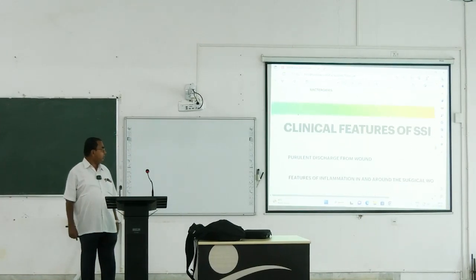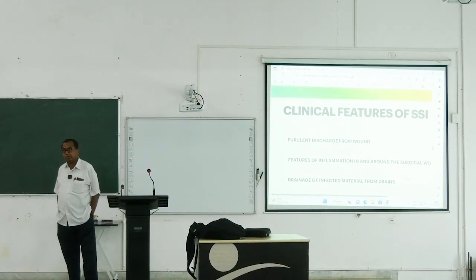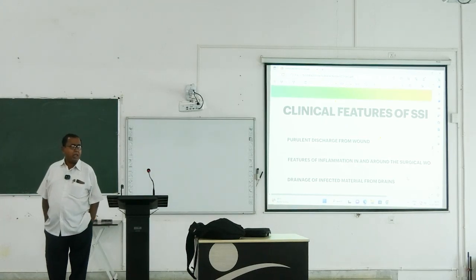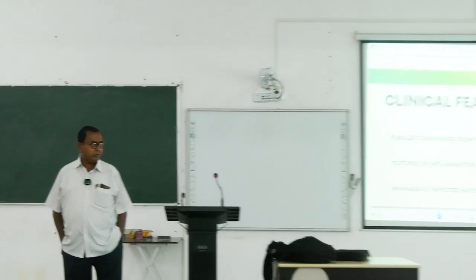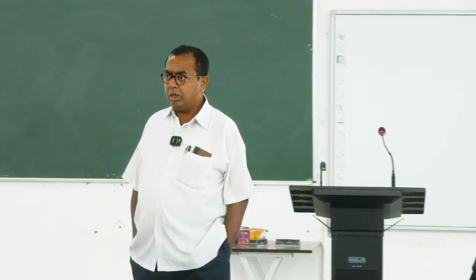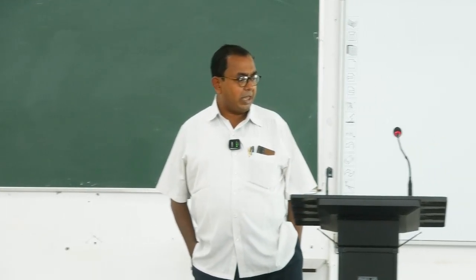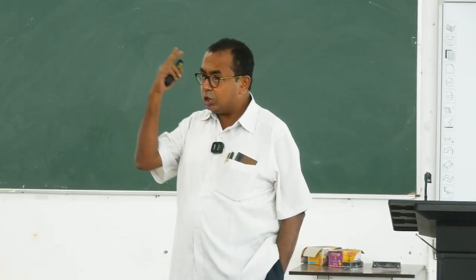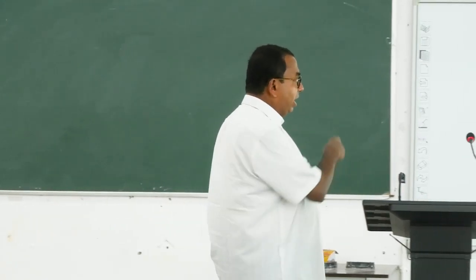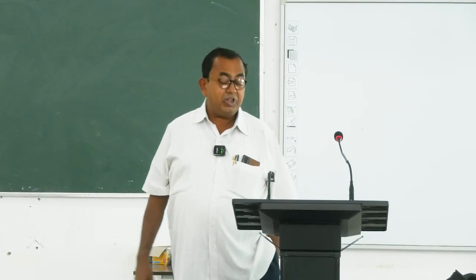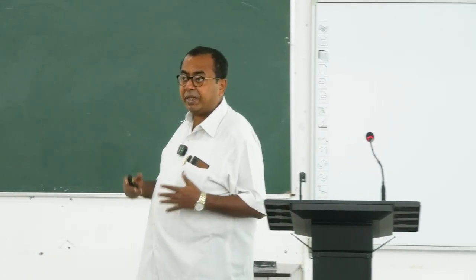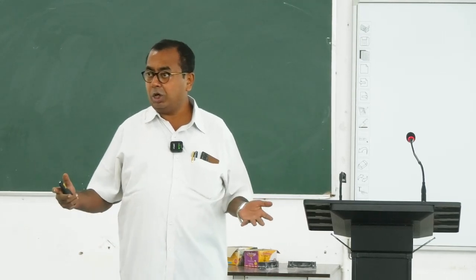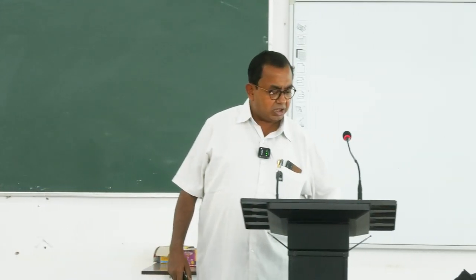Next is clinical features. Next slide. Purulent discharge from the wound. This is the hallmark. Features of inflammation around the surgical wound. What are the features of inflammation? Calor, rubor, dolor, tumor, functio laesa. Then drainage of infected material from the drains if there is deep organ-specific infection. I was saying at the start, 3 types: superficial, deep and organ. If there is organ or space infection, drainage of infected material from the drains. Features of systemic sepsis: when these are overwhelmed, the bacterial count is very high. Systemic sepsis, hypotension, high rise of temperature, shock. Okay? These are the clinical features.